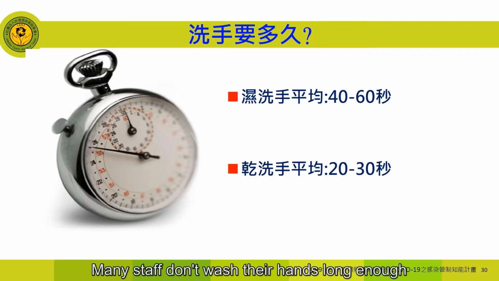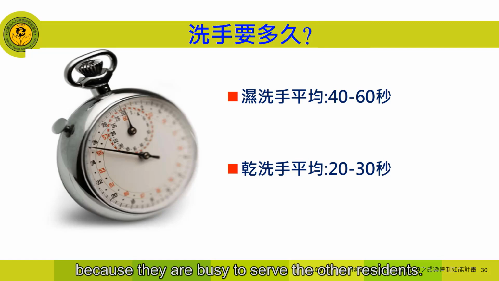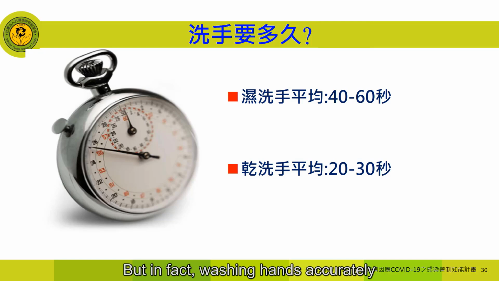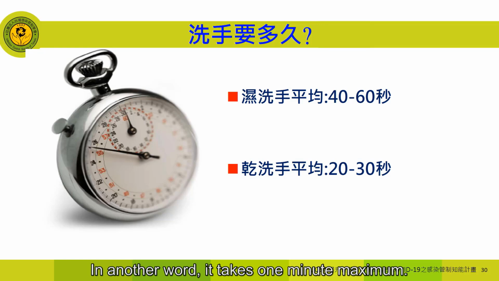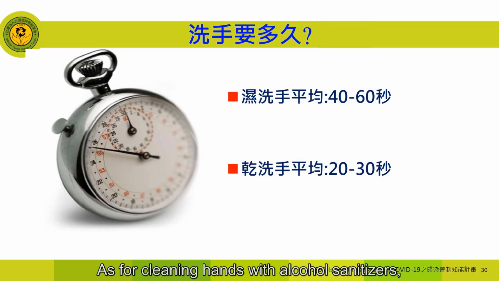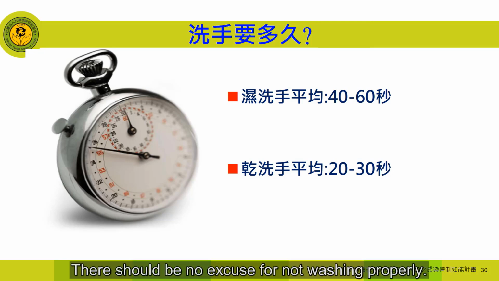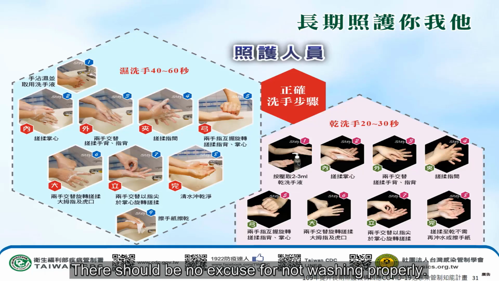Many staff don't wash their hands long enough because they are busy serving the other residents, so they don't have much time cleaning the hands. But in fact, washing hands accurately takes a really short time. On average, it only takes 40 to 60 seconds. In other words, it takes 1 minute maximum. As for cleaning hands with alcohol sanitizers, it takes even shorter. It's only 20 to 30 seconds. Therefore, washing the hands doesn't take long. There should be no excuse for not washing properly.